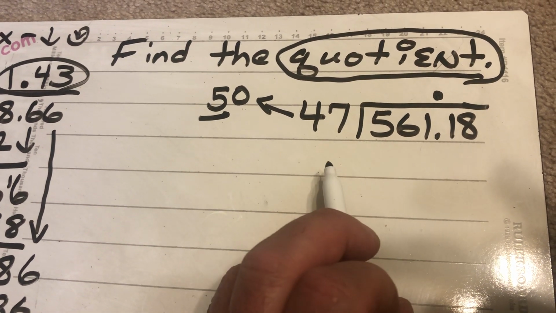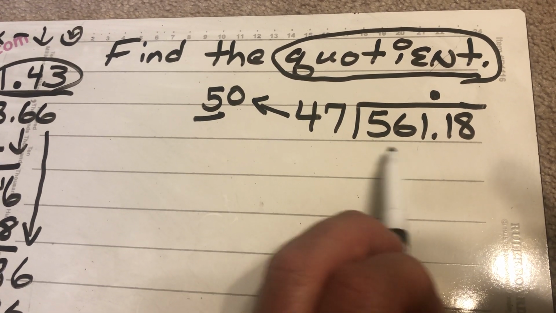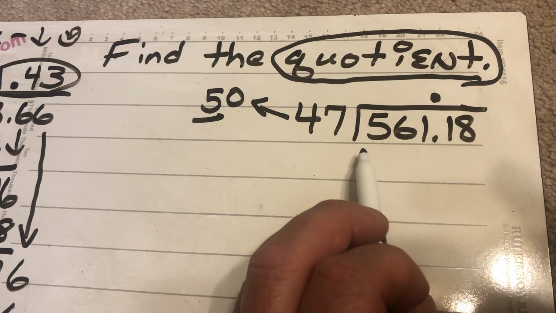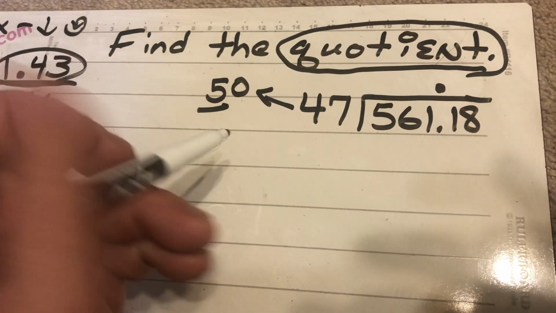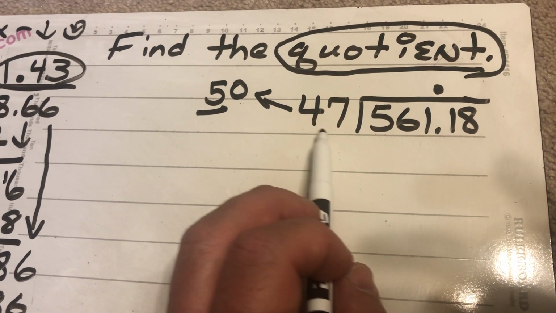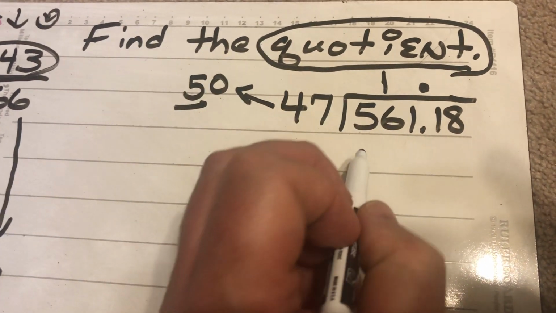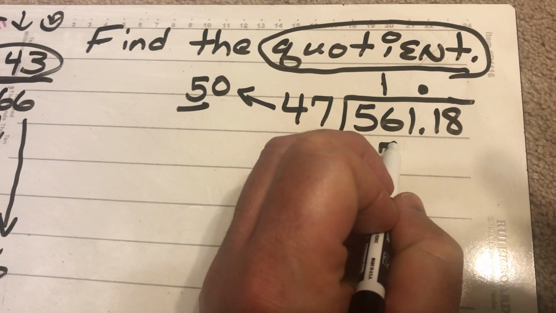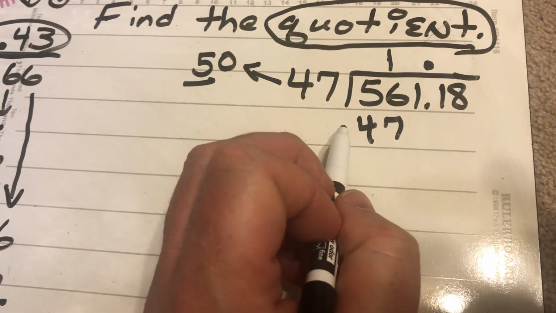If I think 47 times 1, that's 47. 47 is pretty close to 56. So I'm feeling like if I do times 2, I'm going to end up with 80 or 90 something, because this is over 40. So I'm going to proceed with the idea of 1 and 47. And I'm going to have 56 minus 47.